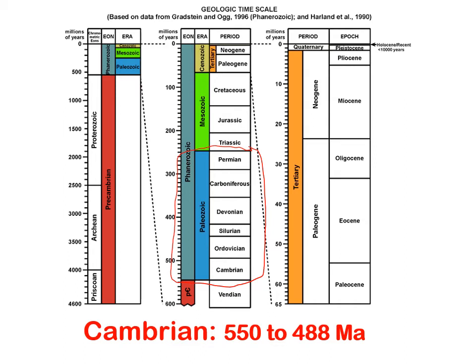Notice this is the first beginning of the Phanerozoic Eon, which starts with the Paleozoic era, which of course starts with the Cambrian period. So the Cambrian spans from about 550 to 488 million years, give or take a few million years. It kind of depends. One book might say 555, one might say 550. We're all kind of in that same ballpark though.